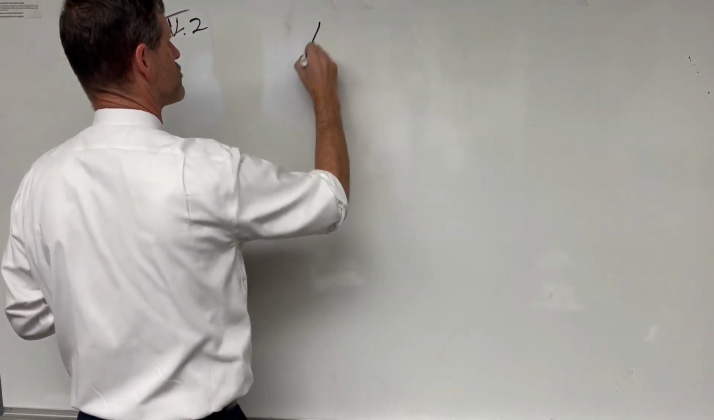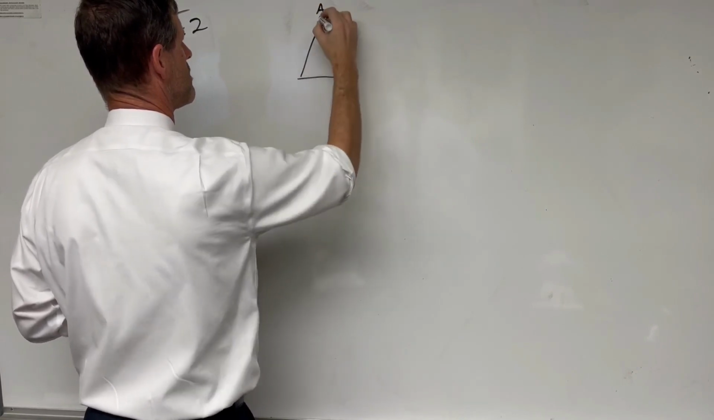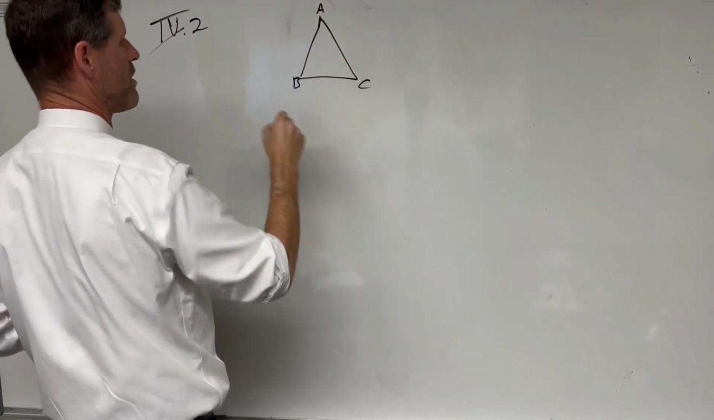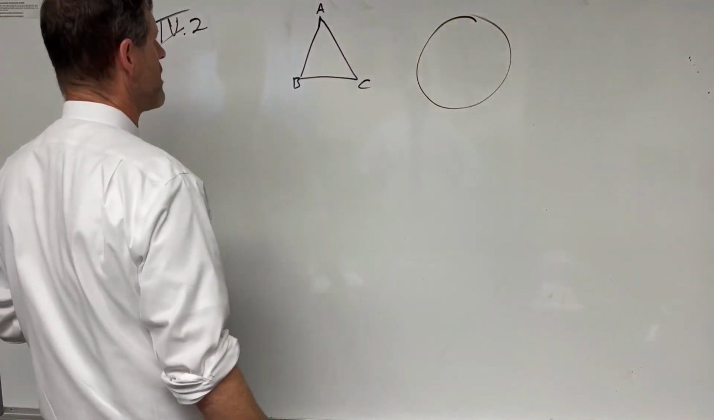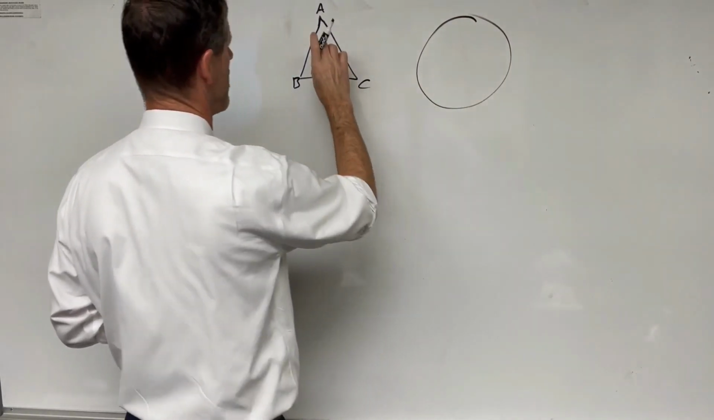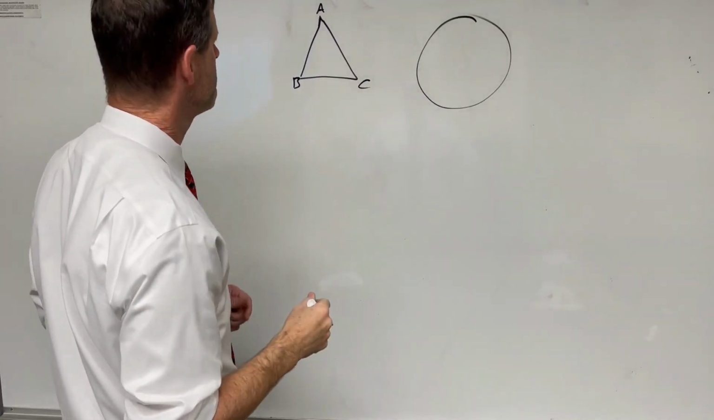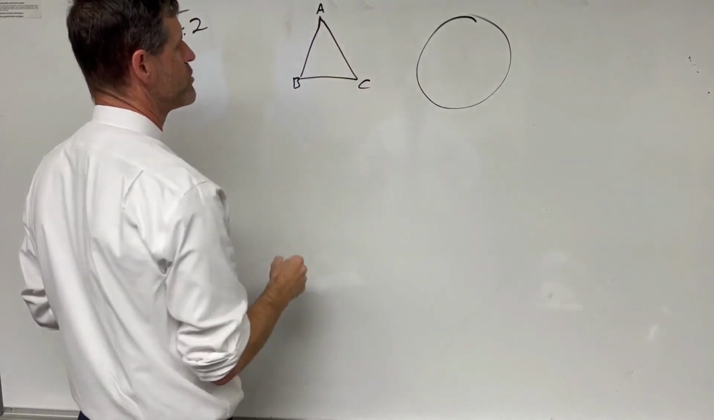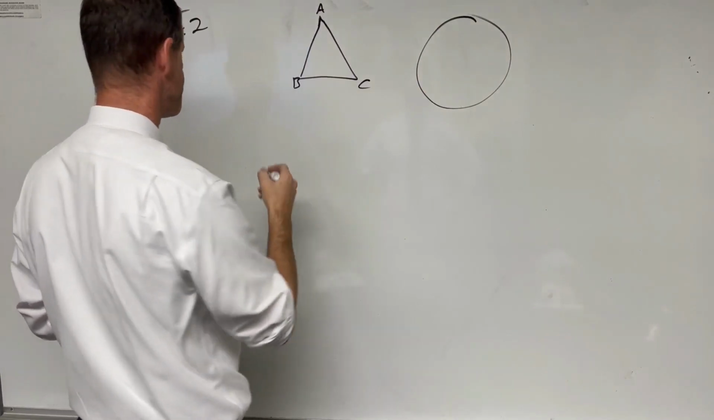We've got our given triangle, we'll call it A, B, C, and then we have our given circle. And our goal is to inscribe in this circle a triangle that is equiangular with this triangle. And inscribe in Book 4 means that the vertices of the triangle will touch at the circumference of the circle.